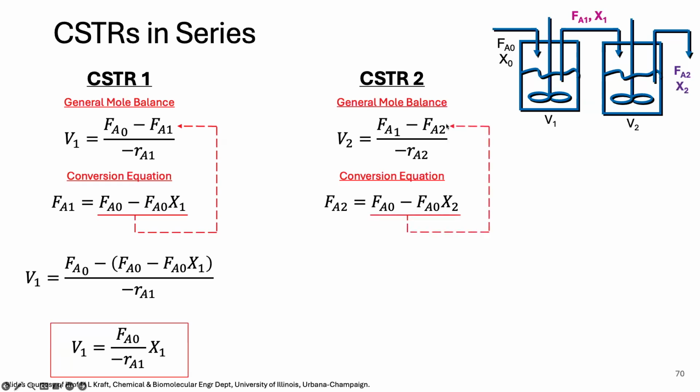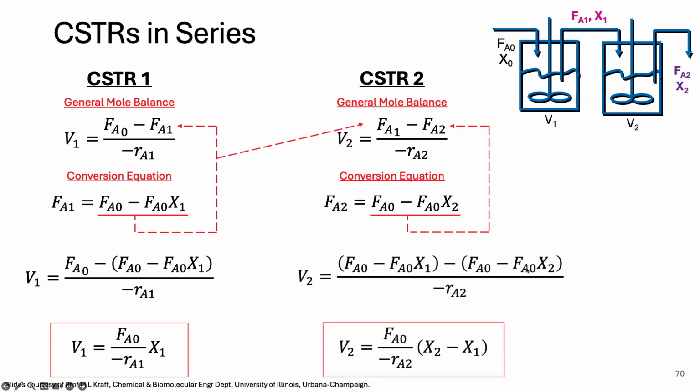We can substitute that in to eliminate Fa sub 2, and we also need to substitute in for Fa1. After we do both of those things, we can then write a design equation for CSTR2, which says that the volume required is equal to Fa naught over negative Ra at the rate of reaction in reactor 2, times the difference in conversion coming out of reactor 2 versus what was coming into reactor 2, or coming out of reactor 1.